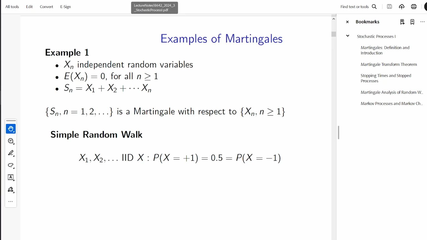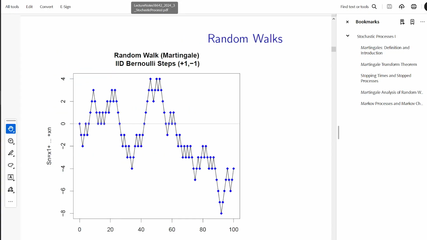Now we can make this example even simpler by assuming that the X's are independent and identically distributed, and maybe that they're discrete with just a +1 or -1 step increment with equal probability. So these X's have expectation equal to 0 and variance equal to 1, and the process Sn has expectation 0, the sum of the expectations, and the variance of Sn is the variance of a sum of independent steps, increments, and so it's just the sum of the variances, so that's n.